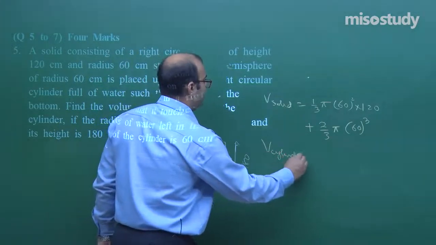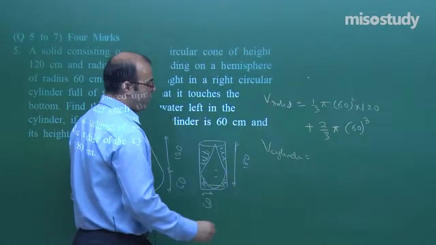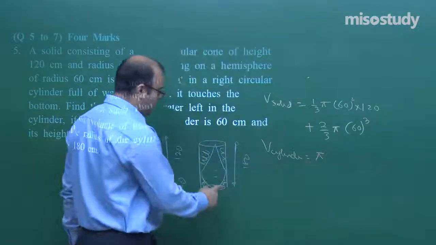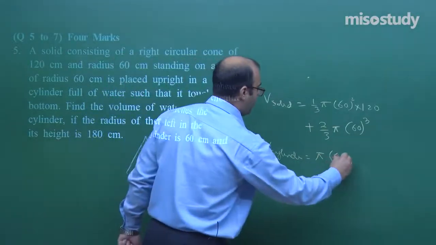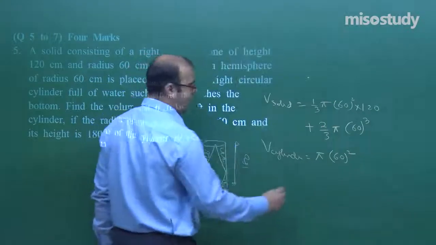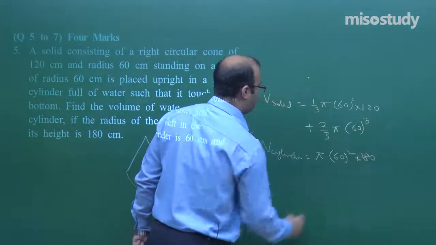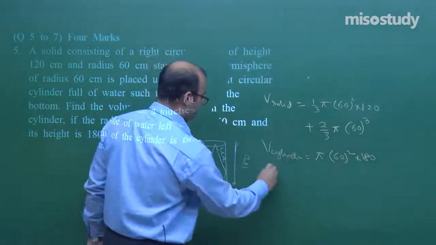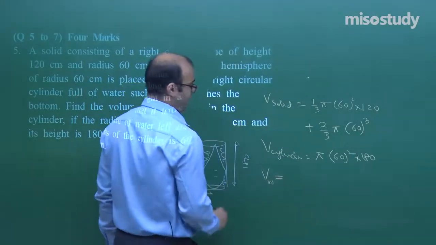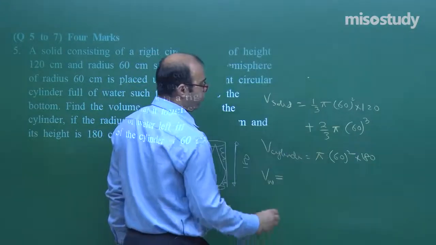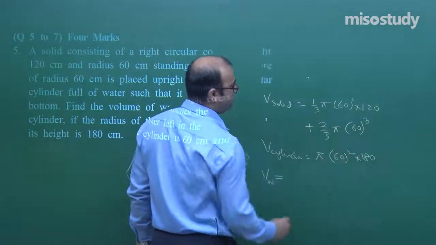So the volume of this cylinder is equal to pi r square h. So this is pi, the radius is 60, so 60 square into height, that is 180. Now what we have to do, we have to subtract this from here. So the required volume of water is equal to the volume of cylinder, that is pi 60 square into 180.